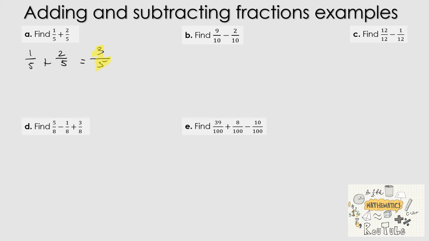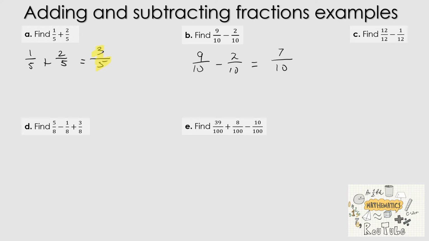Moving on to question B, it says find 9/10 subtract 2/10. So once again, I'll just write the question. 9/10 minus 2/10. Are the denominators the same? Yes, they are. So once again, we leave the denominator as it is. We know it's going to be tenths. And we just subtract the numerators. So 9 minus 2 should give us 7.